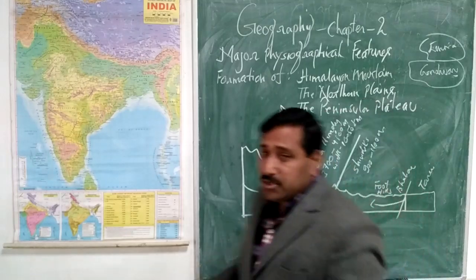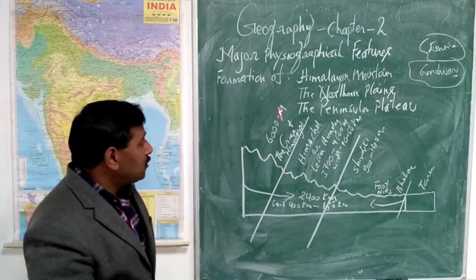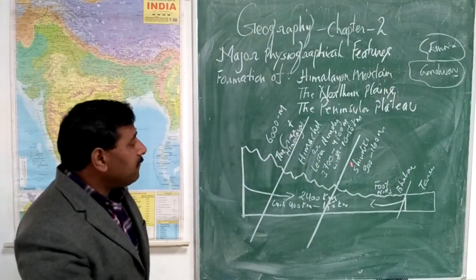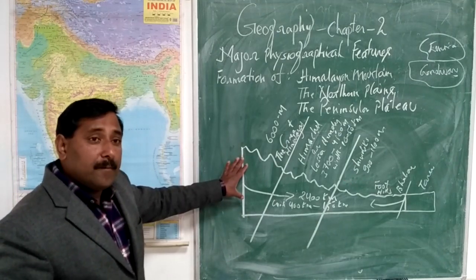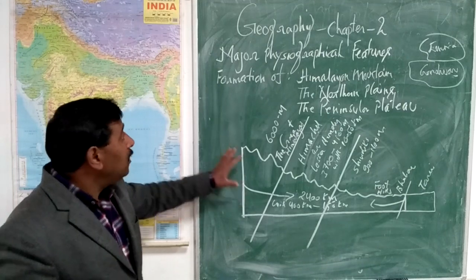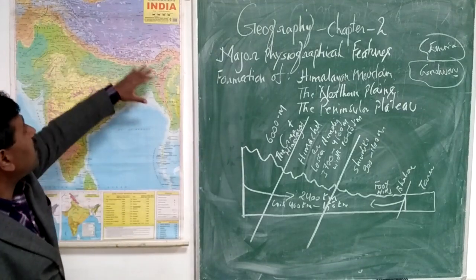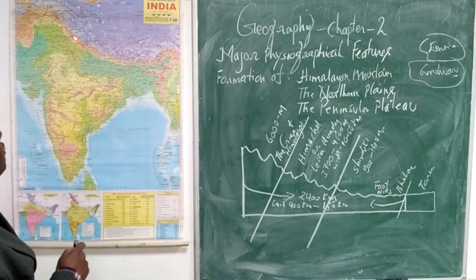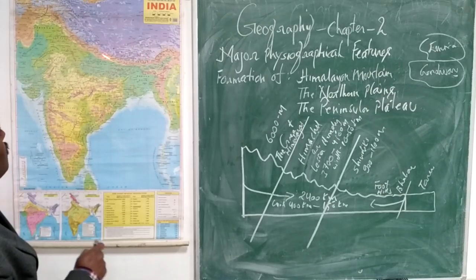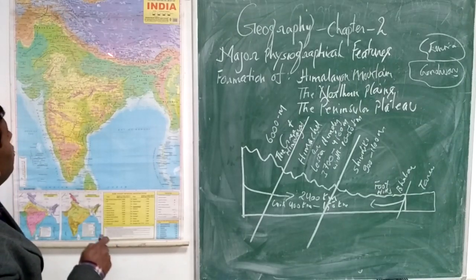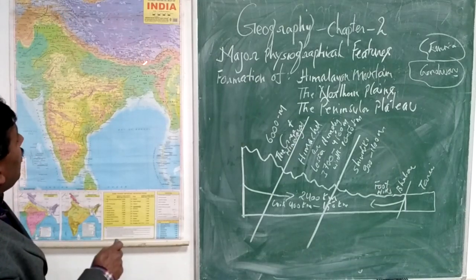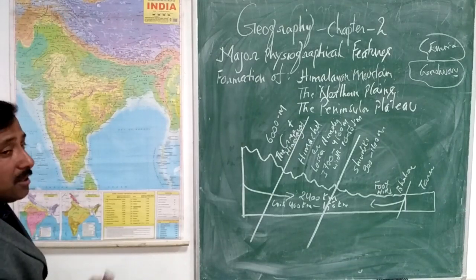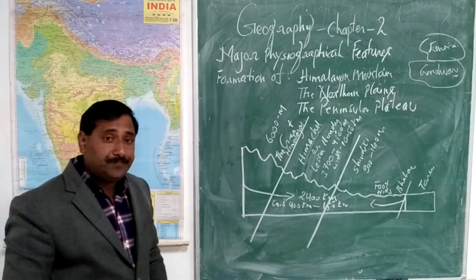So friends, hope you have understood these divisions of the Himalayas, and remember that the whole long stretch of 2,400 kilometers from north to the eastern part is around 400 kilometers in width in Jammu and Kashmir and 150 over here in the eastern part of the country.